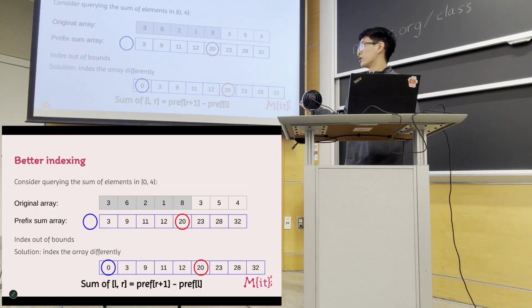Does this all make sense? Are there any questions about what we covered so far? Prefix sums, reindexing.